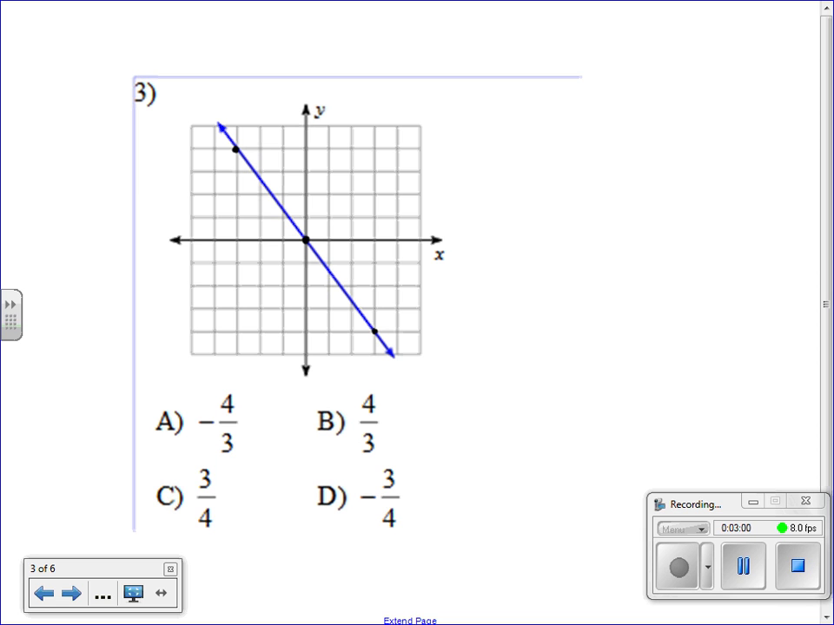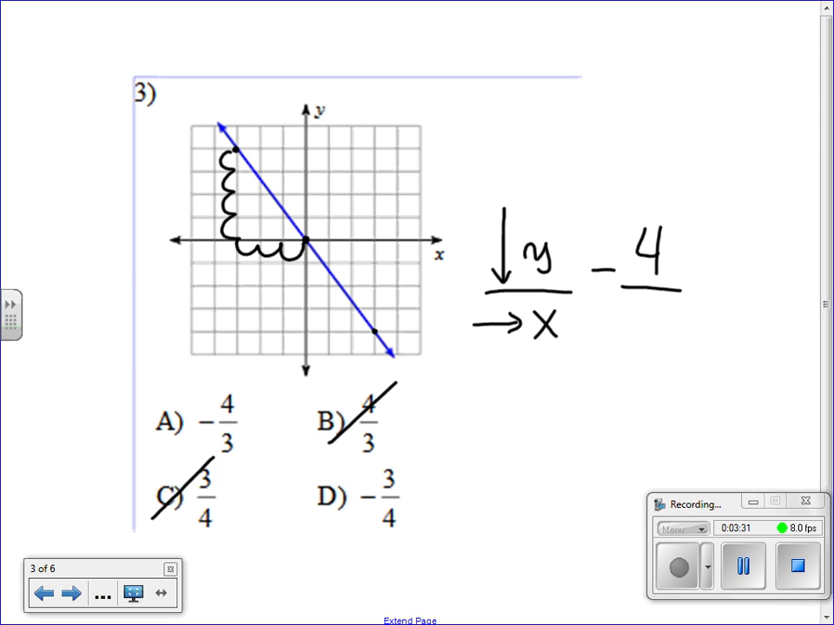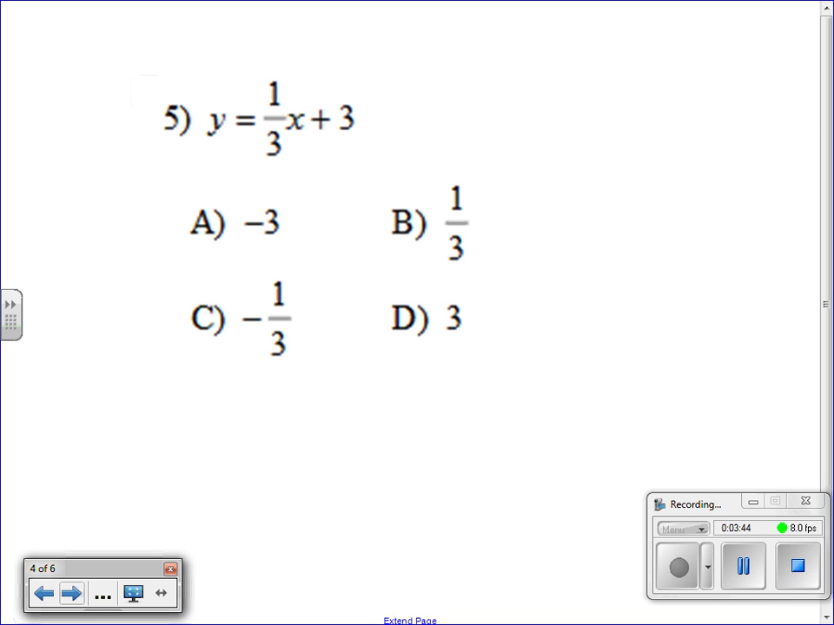Once again, looking at your slope face, I know that this is a negative slope. So therefore, I can eliminate C and B. I know I'm going to go my change of y over my change in x. So how many did it go down? 1, 2, 3, 4. How many do I go over? 1, 2, 3. So my slope here is A, a negative 4 over 3. Please go ahead and do number 4 in the same manner.